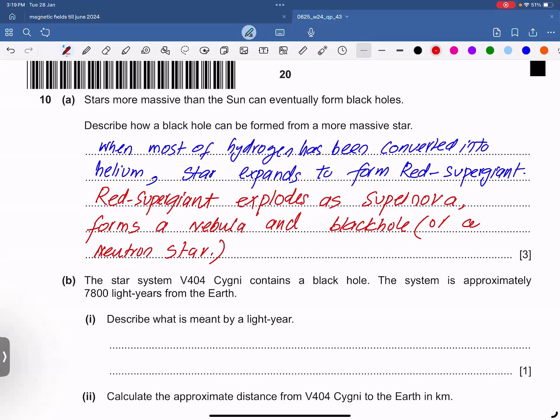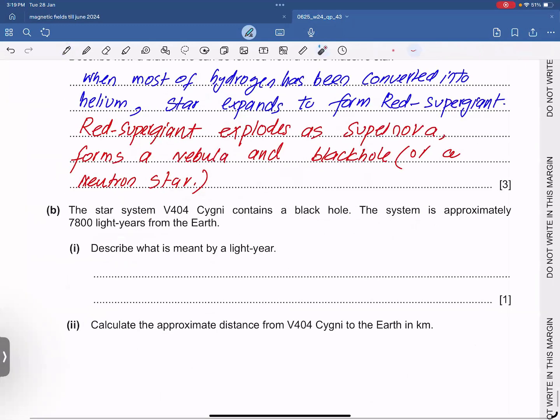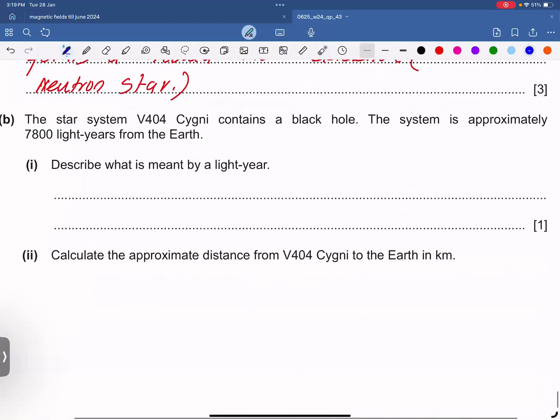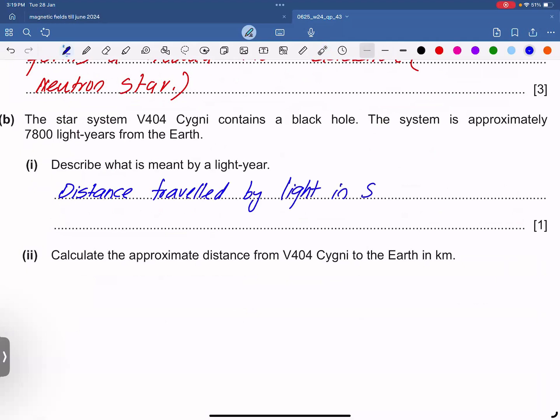Okay, next part. The star system V404 contains a black hole. The system is approximately 7,800 light years from Earth. What is meant by light year? Light year is the unit of distance. So it is the distance traveled by light in space in 1 year.